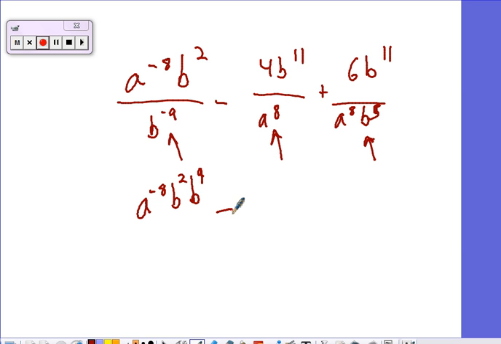On the next one, I have 4b to the 11th, and I'm moving the a up as positive 8. So that's going to become negative 8. So a to the negative 8. And then on the last term, I'm going to move a to the 8 up and b to the 5th up, and they're both going to become negative when I do that. So this is 6b to the 11th, a to the negative 8, b to the negative 5.